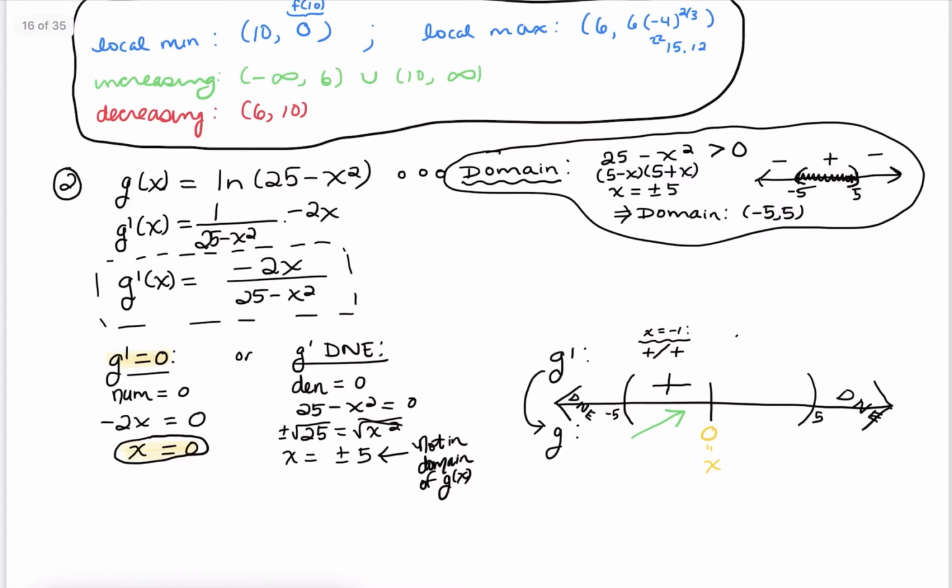And subbing in something between 0 and 5. So subbing in 1. -2 times 1 is a negative. Divided by 25 minus 1 is positive. Negative divided by positive is negative. So the original function is decreasing. And again, if I have changed from increasing to decreasing, this means we are going to have a local max at x equals 0.